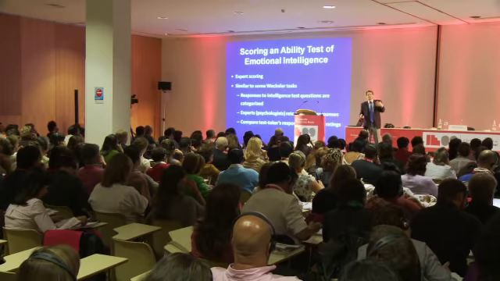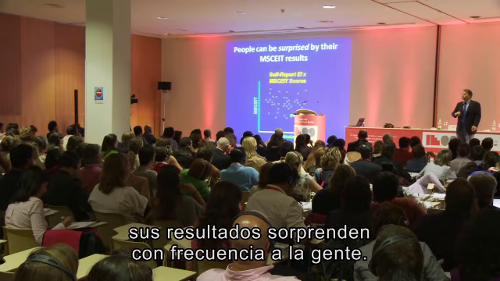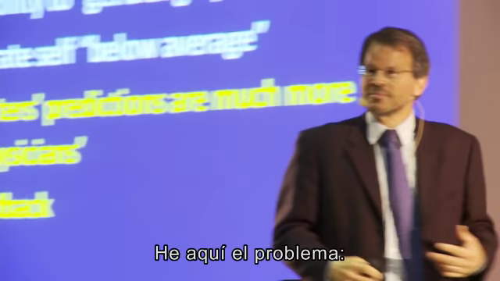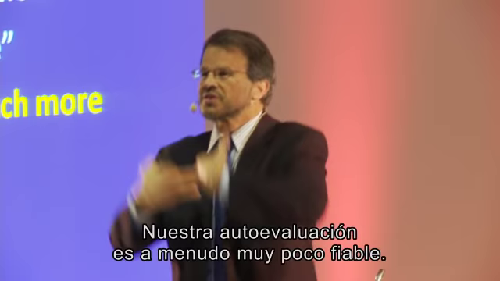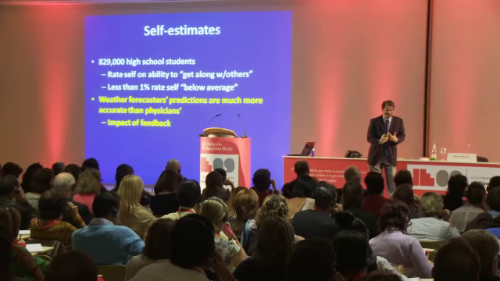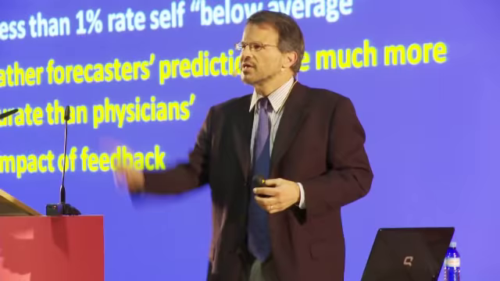And we use what's called expert scoring on the MSCEIT. And we find, by the way, that the MSCEIT is a difficult test to administer because people are oftentimes surprised by their results. Here's the problem. Our self-estimates are oftentimes very inaccurate. When we ask high school students to rate themselves on their ability to get along with others, less than 1% say they're below average.